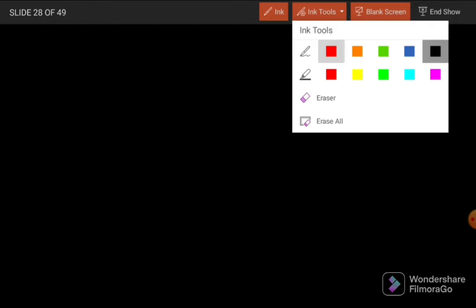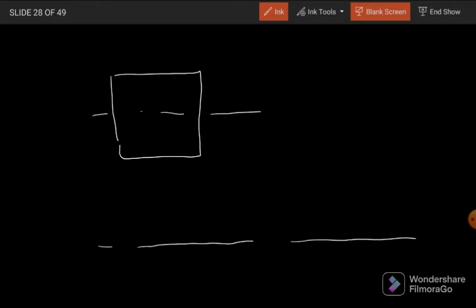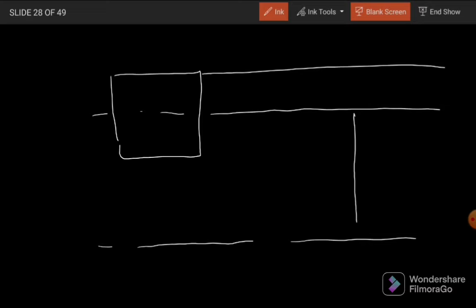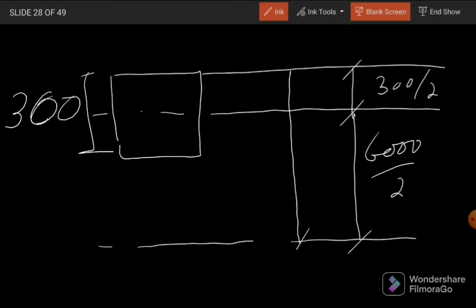I can explain it over here as well. This is our exterior column and this is the center line of the panel. This is the center line of the column and the edge of slab lies over here. So this distance is 6000 divided by 2, half of the panel width, and this distance is equal to 300 divided by 2, because the dimension of the column is 300 millimeter. In this way we will calculate the total width of exterior frame.